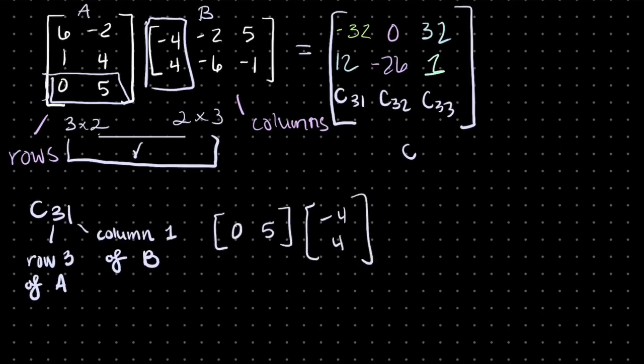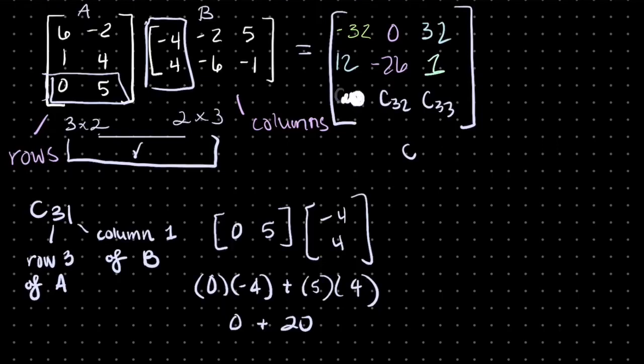Okay, again, you don't have to rewrite it like this. You can just look at it, but for me, that helps me see what I'm doing. So I do the first times the first, so 0 times negative 4, plus the second times the second, and anything times 0 is 0, plus 20, that's going to be 20. Okay, so we'll erase this, and we'll put a little 20 right there.